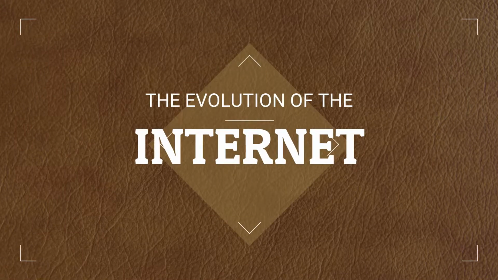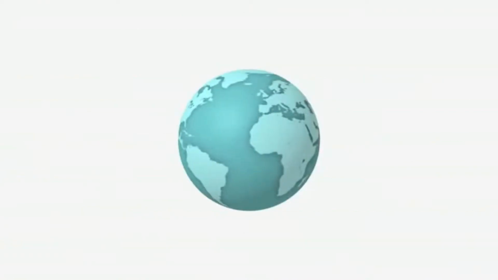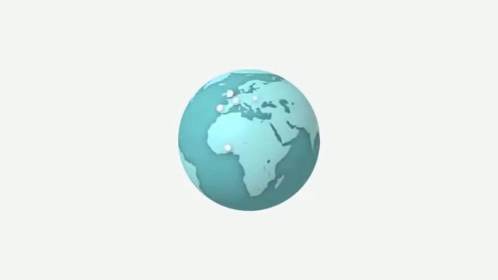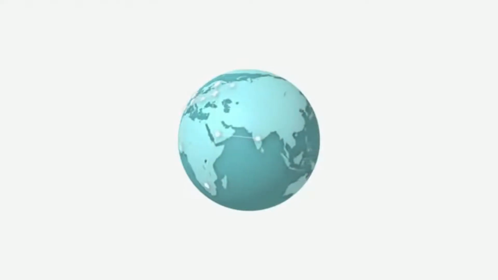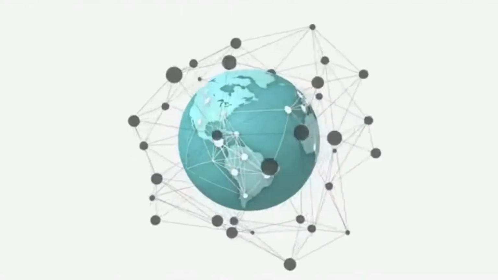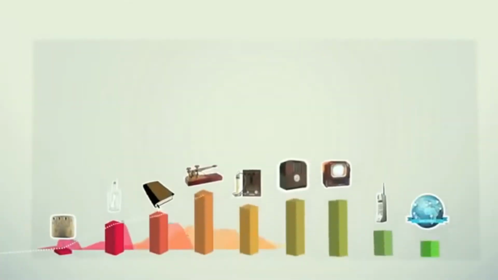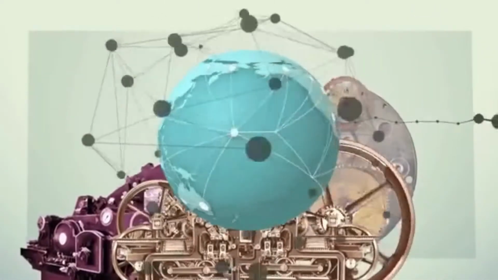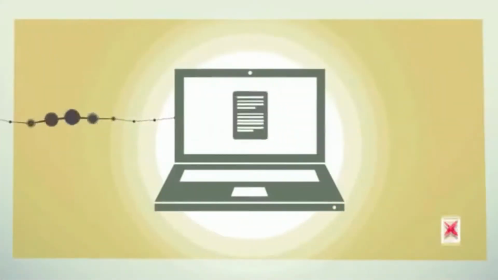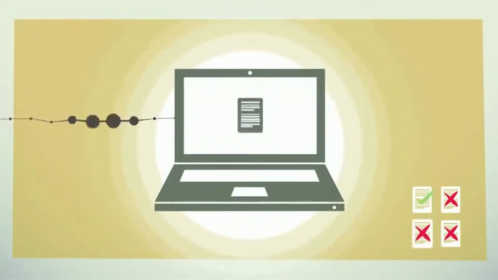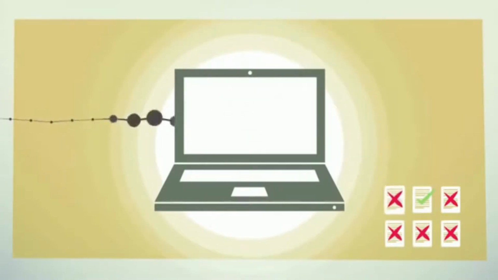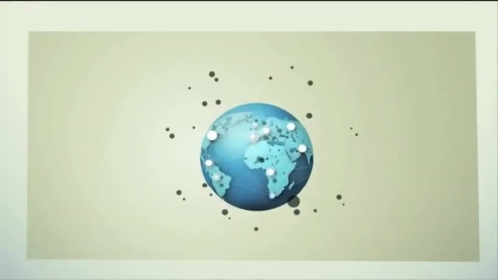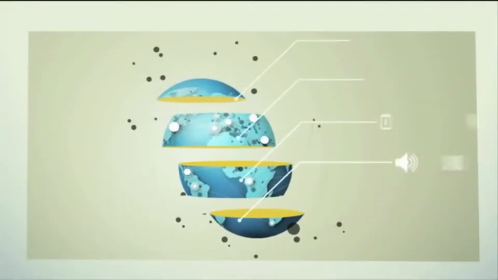The evolution of the Internet. Today, the Internet is a global computer network providing a variety of information and communication facilities, consisting of interconnected networks using standardized communication protocols. It has been part of the lives of almost all people on our planet. It also changed the way we live our lives over time. So, aren't we curious of how it all started?